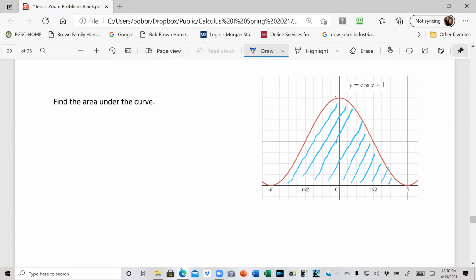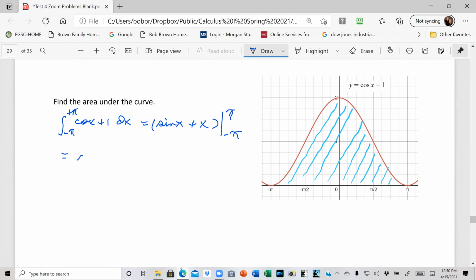Next one is to find the area under this curve. So we would want to calculate the definite integral from minus pi to plus pi of cosine of x plus 1 dx. The antiderivative of cosine of x is sine of x. Antiderivative of 1 is x. And calculate with minus pi and plus pi.